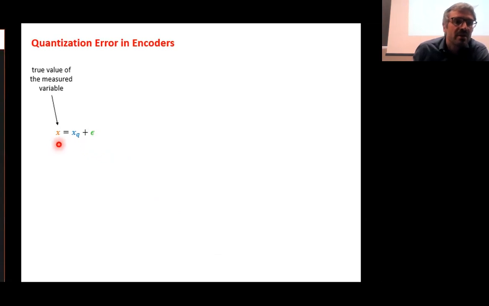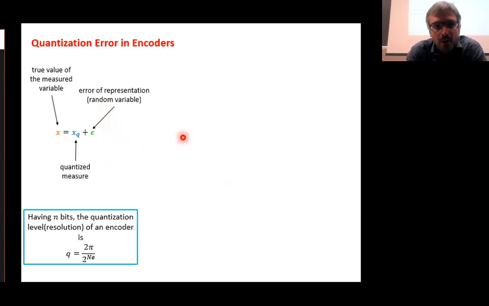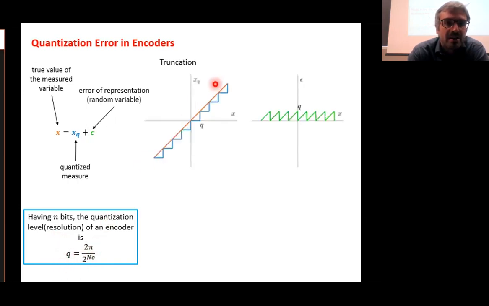On the left-hand side is the true value of the measured variable. And here you have the quantized measurement. So it has a limited countable set of possible outputs, smaller than the set of possible input values. Plus there is the error representation, which we can model as a random variable. As I said, the resolution is the quantization level, 2π divided by the number of bits. And this is the way quantization can be done. It can be done by truncation, for example.